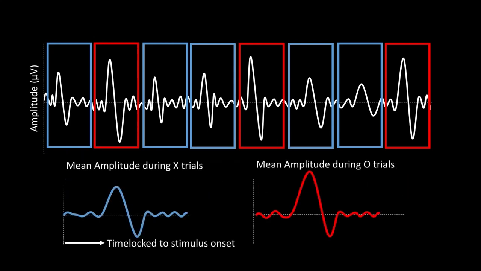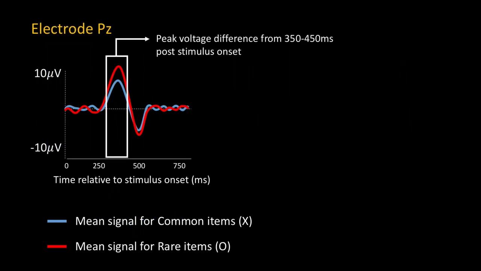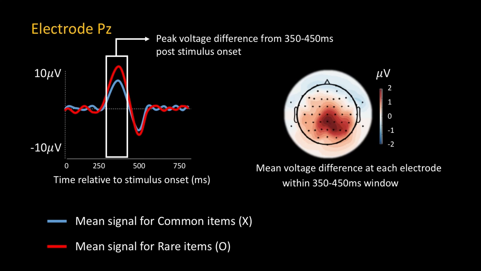By comparing the ERPs between conditions, we can observe the typical oddball effect of a higher amplitude peak for rare compared to common stimuli between 350 and 450 milliseconds post-stimulus onset. By conducting the same analysis at each electrode and computing the average difference within the time window of interest, we can visualize the effect as a topographic plot with a peak at electrode PZ. With the ERP technique, we can provide evidence that there are neural processing differences associated with common and rare items that are independent of the physical characteristics of the stimuli themselves.